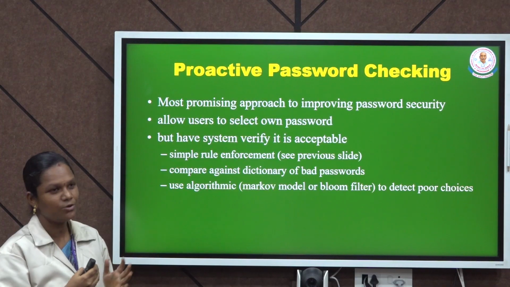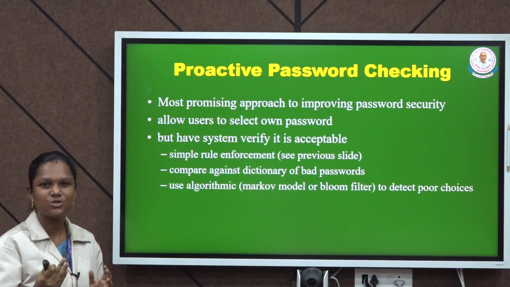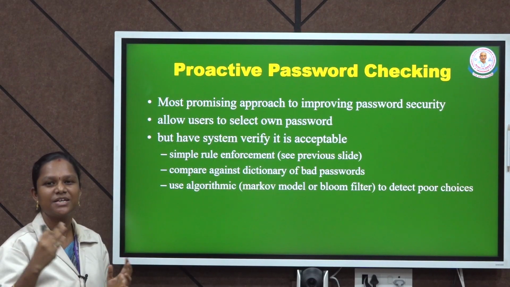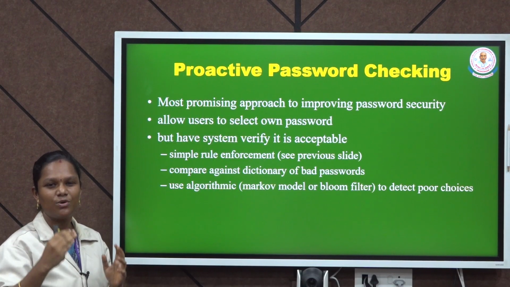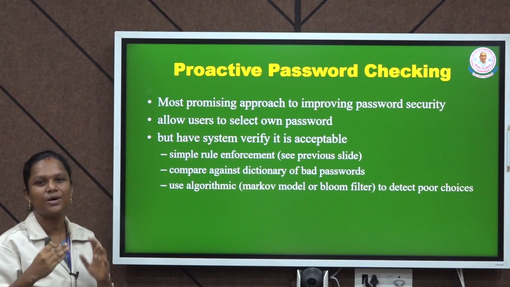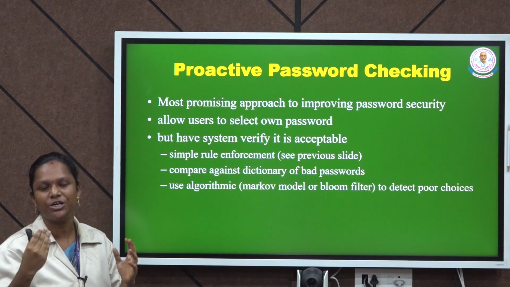Next one, proactive password checking. What is meant by proactive password checking? It uses password guessing techniques or password guessing tools. They also analyze user education. We have to analyze all the possible combinations of passwords that can be used, and we have to provide enhanced security to the system.